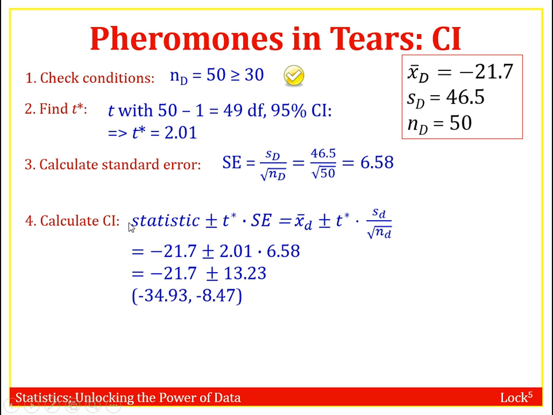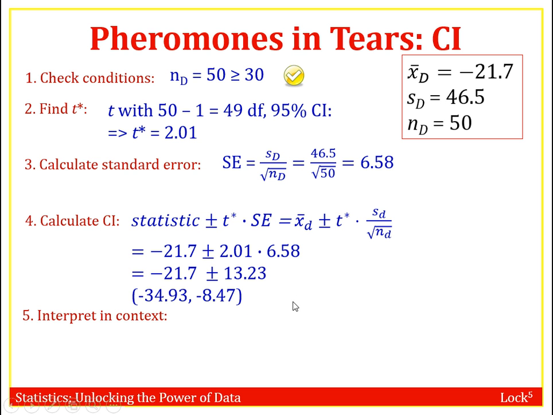So we calculate our confidence interval. We take our mean, negative 21.7, plus or minus our t star that we had from step 2, times our standard error we had from step 3. We take our t star times our standard error, we multiply those together, we get 13.23. Then we go ahead and add and subtract that to our mean. So when we subtract this, which is our margin of error, from our mean, we get negative 34.93. When we add this, which is our margin of error, to our mean, we get negative 8.47.